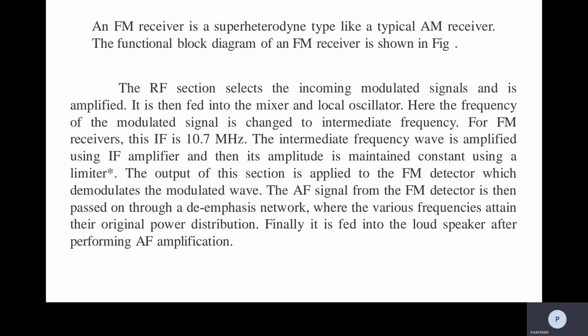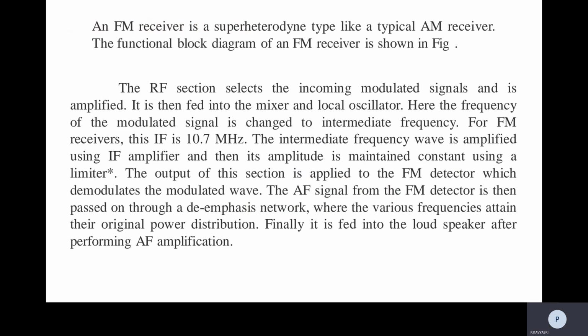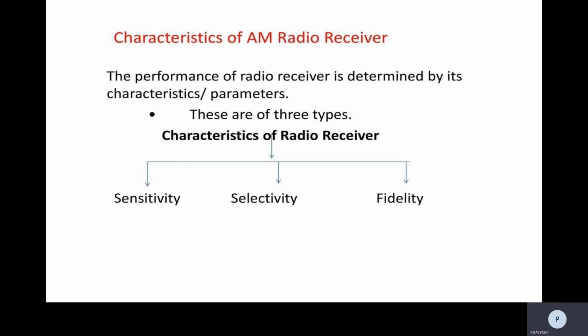Similarly, as we have seen in the AM receiver, we have different blocks, each block performing different operations. So now we will see the characteristics of an AM radio receiver. The performance of a radio receiver is determined by its characteristics, or we can say parameters. We have three types of characteristics. The first one is sensitivity, the second one is selectivity, and the third one is fidelity. So now we will see them one by one.